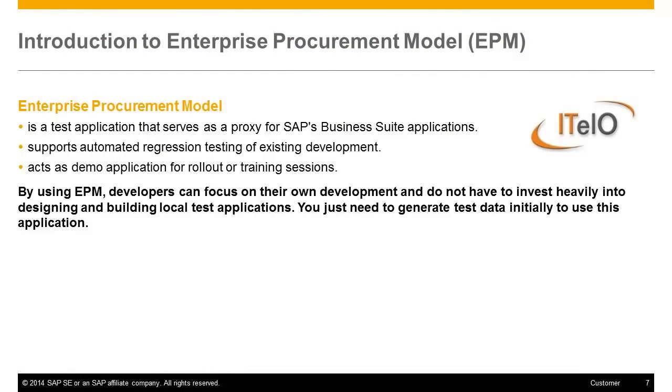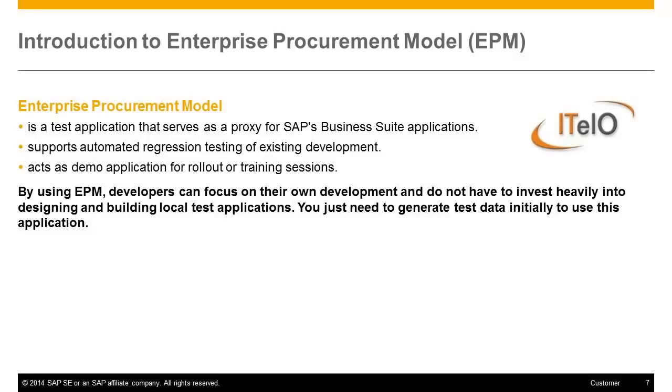The Enterprise Procurement Model EPM is a test application intended to be used for demo and testing purpose. This application simulates the real-world SAP Business Suite applications. Such a simulation allows you to verify, demonstrate and test the new SAP technology at an early stage.